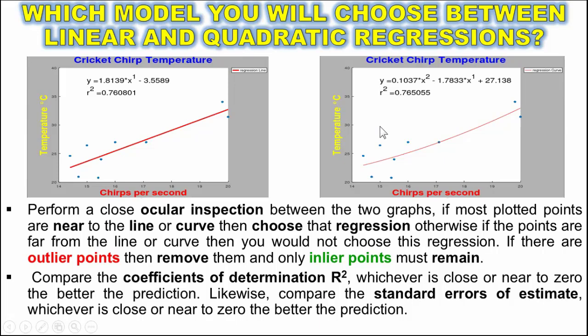Compare the coefficients of determination r squared. Whichever is close or near to 1, the better the prediction. Likewise, compare the standard errors of estimate. Whichever is close or near to 0, the better the prediction.